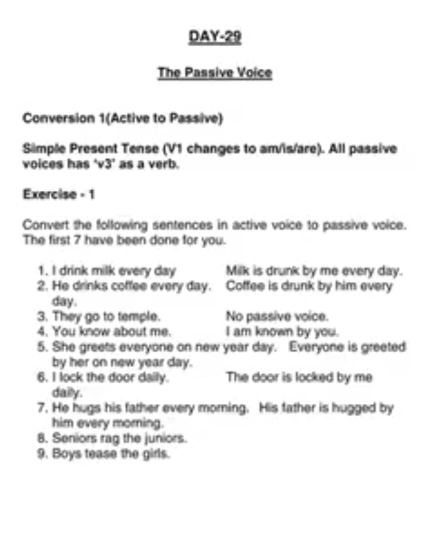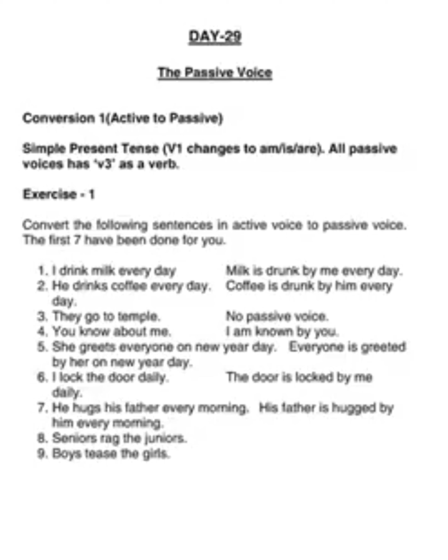Now, simple present tense is converted by the following rule. Very simple rule. In simple present tense, we use V1, and that changes to am, is, are, the be forms. Remember again, the simple present tense, if it is set in V1, it changes to am, is, are, and all passive voices have V3 as a verb. Now, we'll be doing a number of examples, and when we do the examples, this concept will become completely clear.